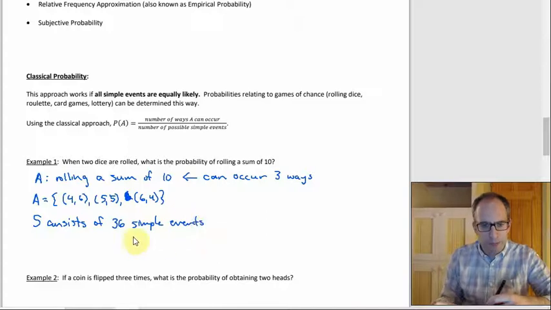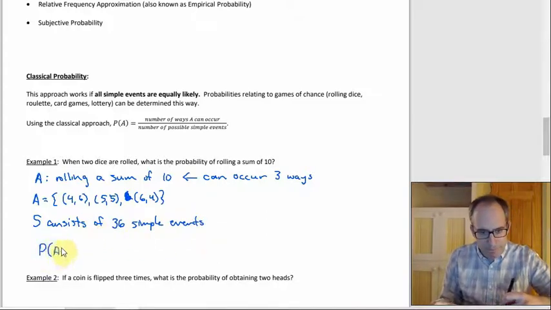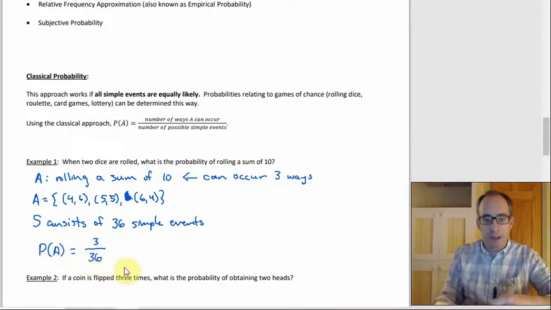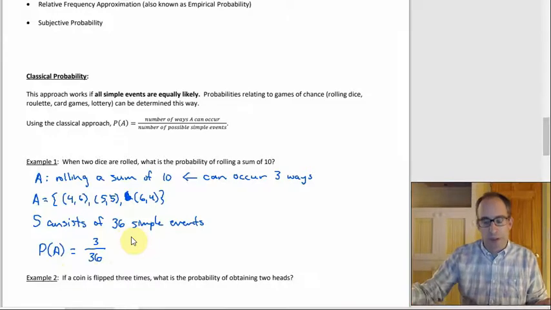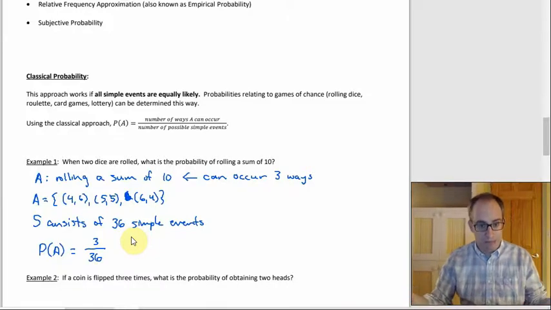So then the probability of A would end up being 3 over 36. And that's because there are 36 simple events, right? If you just roll 2 dice, then there are 36 things that can happen where you get some number on the first die and some number on the second.